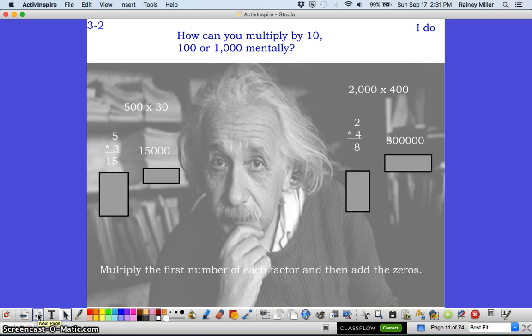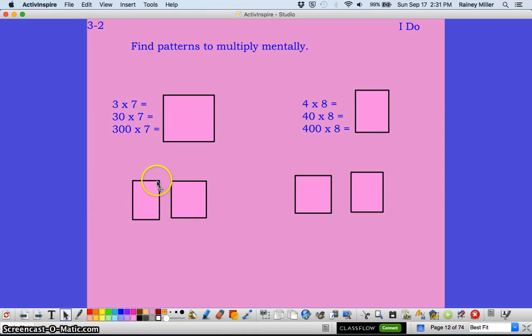So let's try some more. If I take 3 times 7, 3 times 7 is 21. So now if I take 30 times 7, that's going to be 210. Notice how there's only 1 zero there. Okay, if I take 300 times 7, that's 2,100. And I got 2 zeros here, and there's my 2 zeros there. Because 3 times 7 is 21, and then I put my 2 zeros on the end.